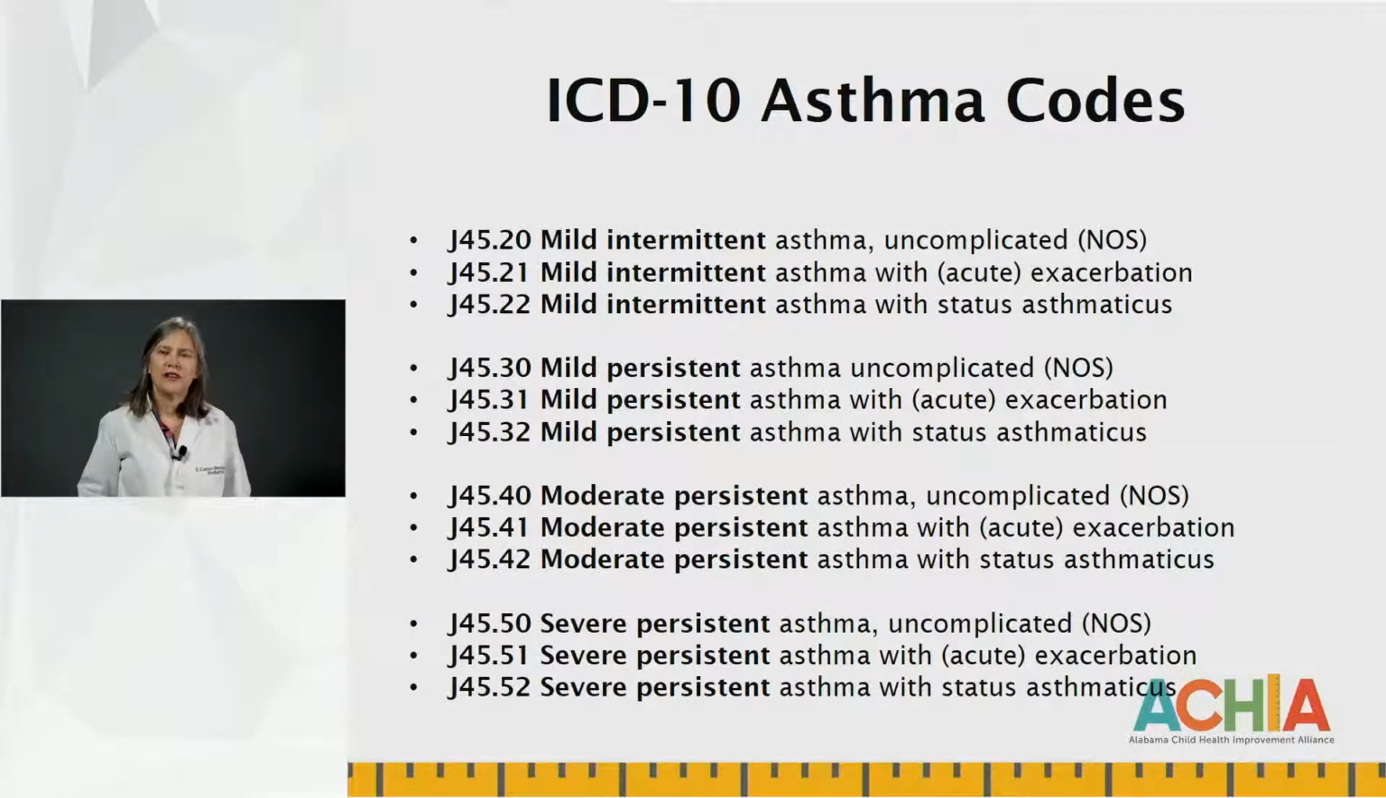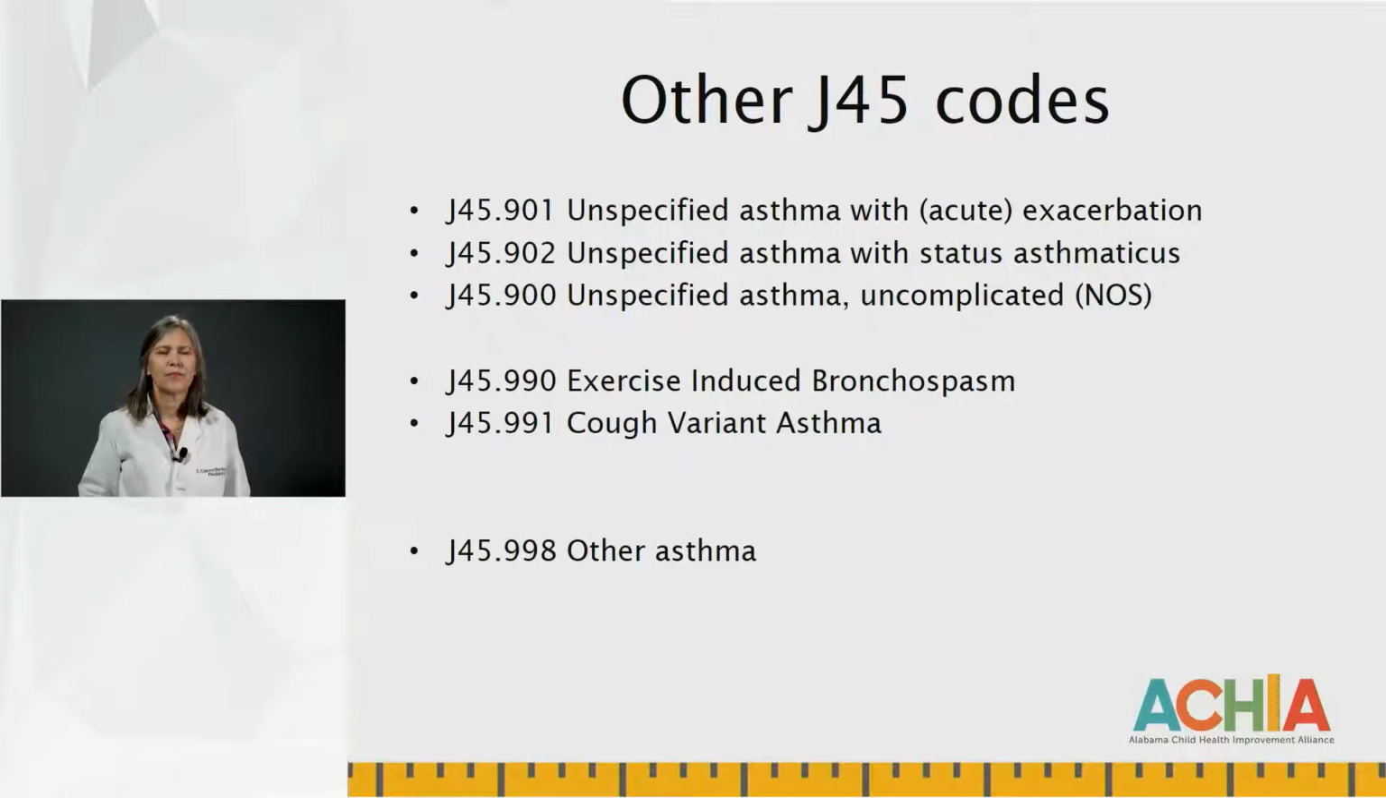So when you look at your ICD-10 codes, your J45 codes, you see that it has the severity, is it mild, moderate, or severe, the level of persistence, intermittent or persistent, and then is it acute, is it uncomplicated, or is it status asthmaticus? You notice that they do provide unspecified codes, but you want to get away from these and use the more precise ones. Here are the codes for the exercise-induced bronchospasm and the cough variant asthma.